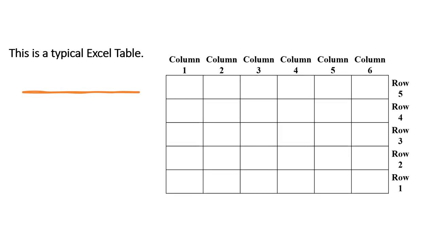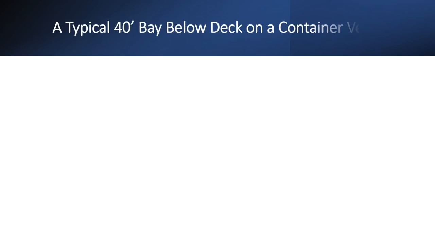Okay, now let us look at a typical Excel table. This table consists of columns, which are vertical, and rows, which are horizontal. However, in shipping, a bay below deck is configured similar to this table, except what is the exception? Let us look at a typical 40-foot bay below deck on a container vessel.